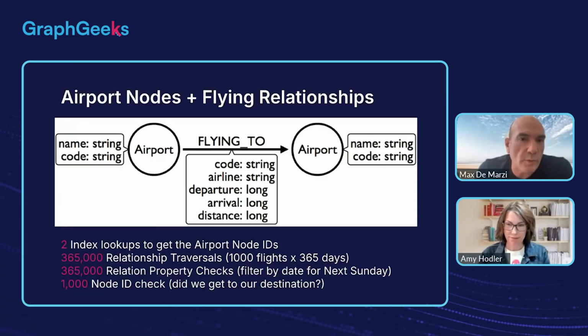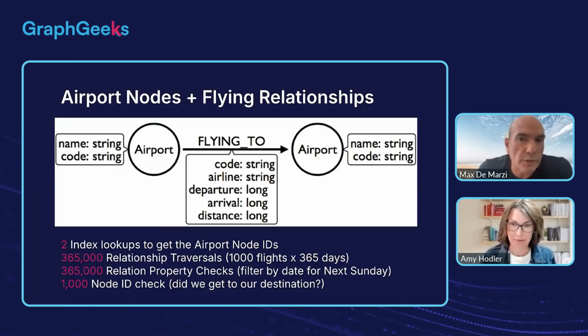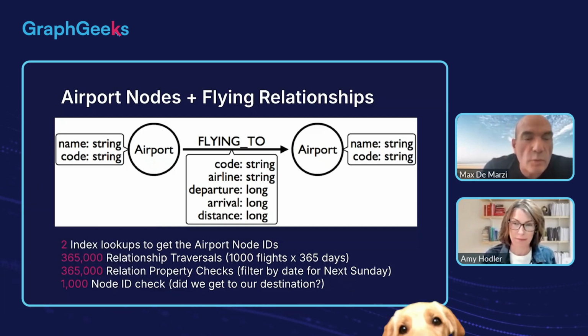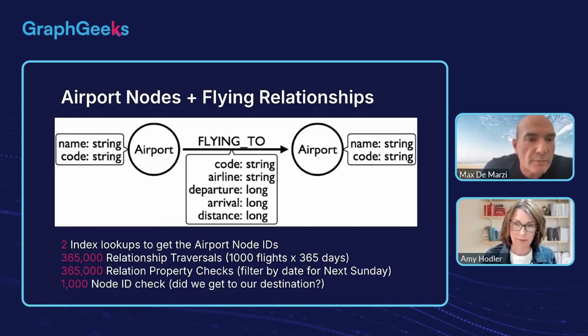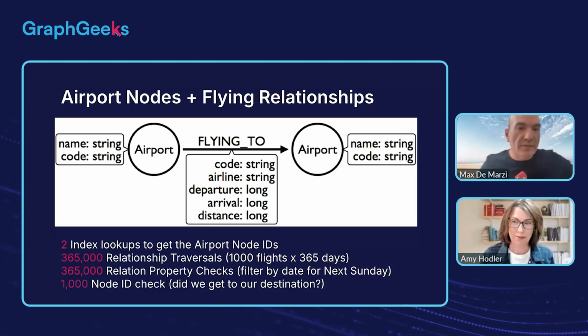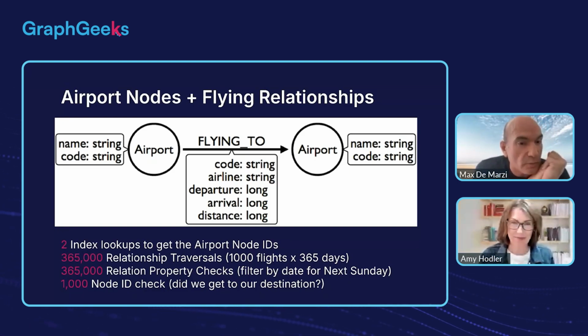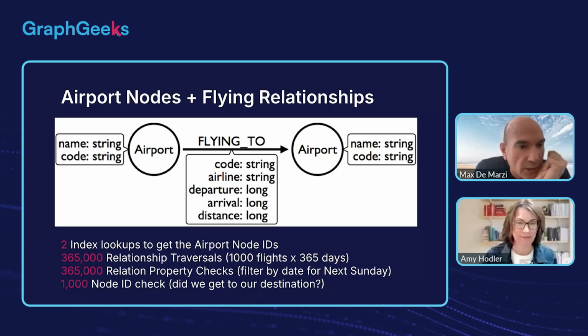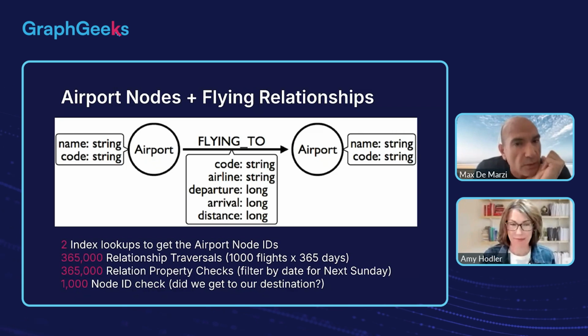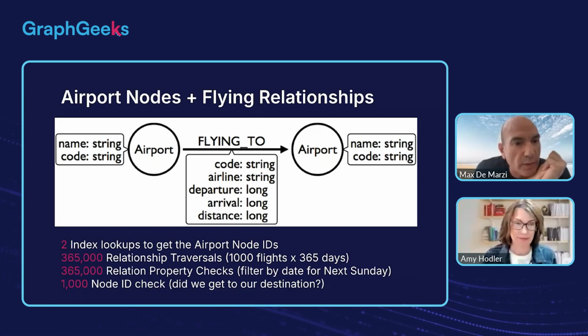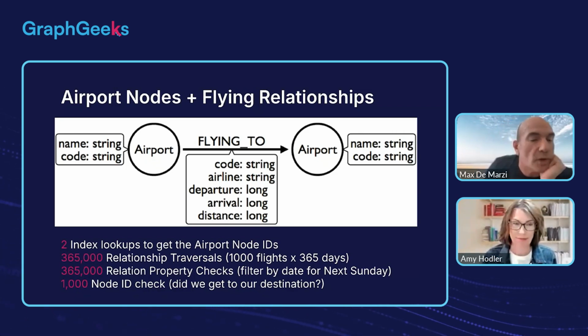First, we can try the most obvious model. We have nodes for airports, and they're forming 2 different relationships. Now, if you want to actually run this query, you have 2 index lookups to get the airport IDs. Then you have these 365,000 relationship traversals. It's 365 days. You'd have to check another 365,000 times, filter by date, and check the 1,000 node IDs to see if we got to our actual destination. So this relatively simple query is terrible performance-wise if you model the data this way.